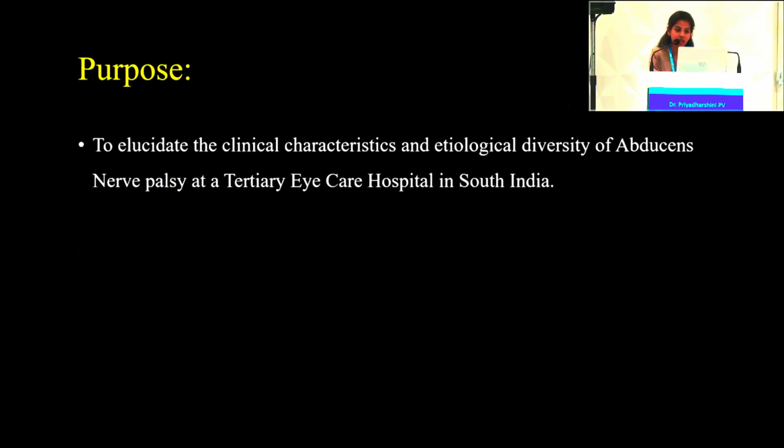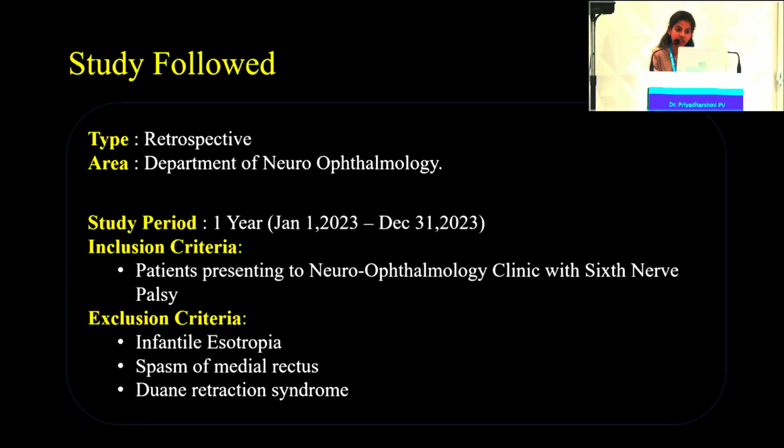The purpose of my study was to elucidate the clinical characteristics and etiological diversity of abducens nerve palsy at a tertiary eye care facility in South India. It was a retrospective study done in the Department of Neuro Ophthalmology for a period of 1 year. A total of 601 patients were included in the study, and all patients presenting with sixth nerve palsy were included.